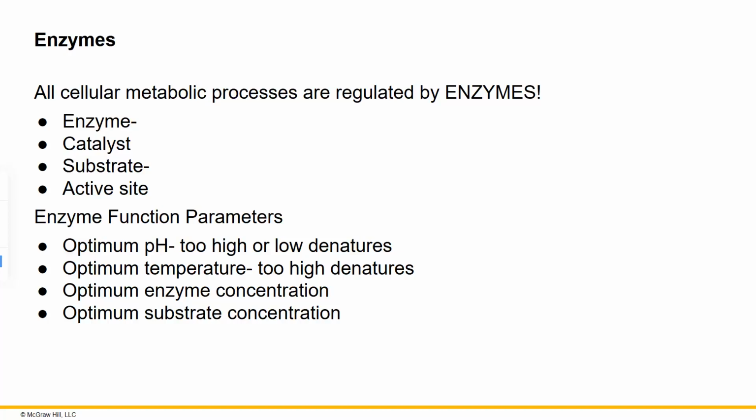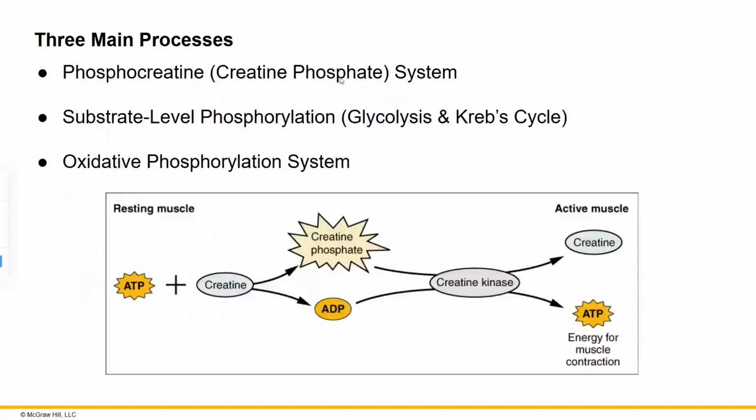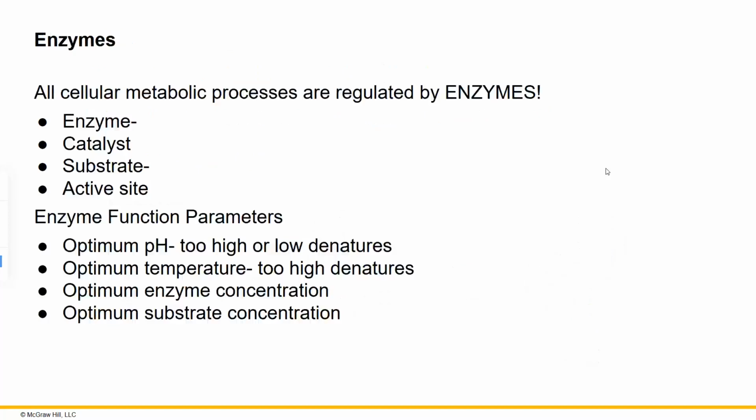So we're going to talk a bit more about enzymes. So most enzymes end in ASE. So as we saw on the previous slide, we have creatine kinase. ASE is an enzyme ending. All cellular and cellular metabolic processes are regulated by enzymes. So an enzyme is a biological catalyst. What is a catalyst? A catalyst is a substance that reduces the activation energy of a reaction.